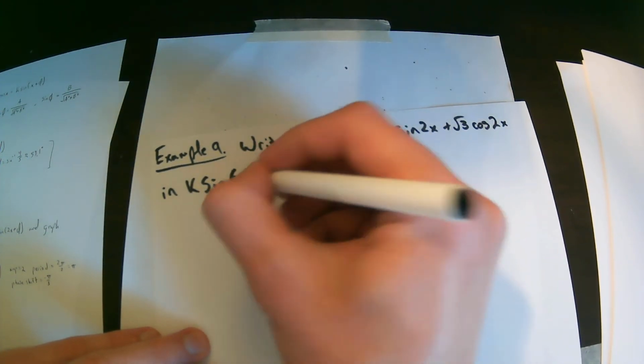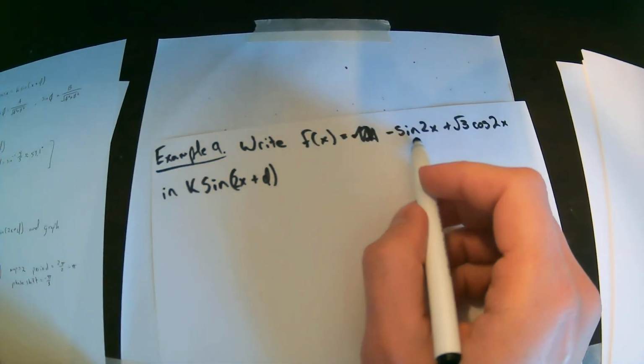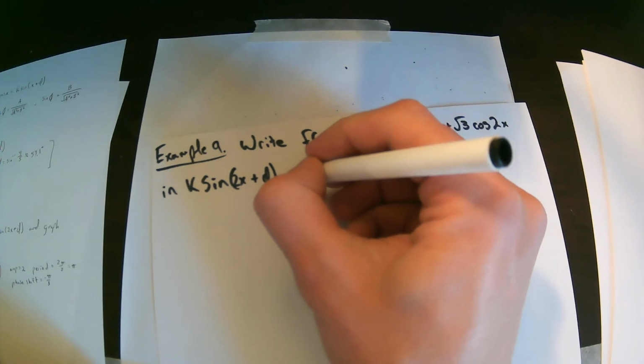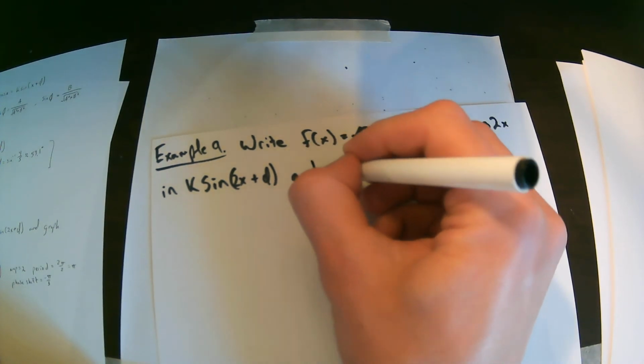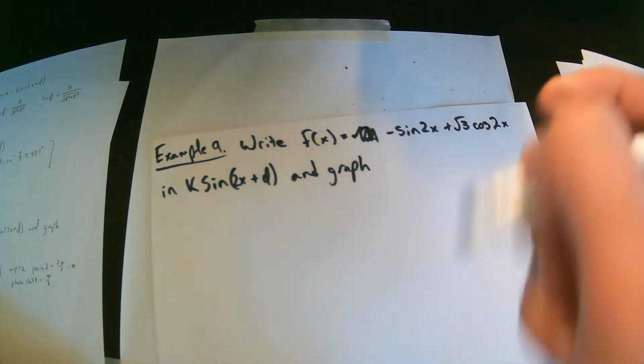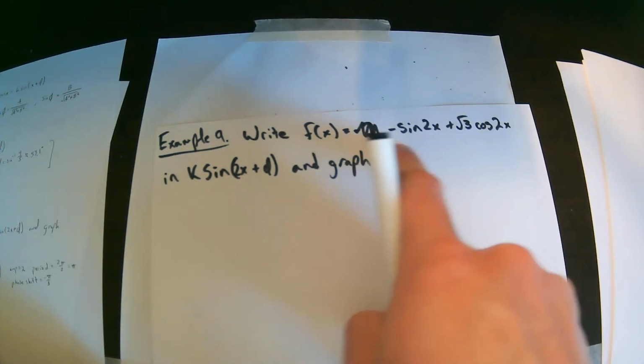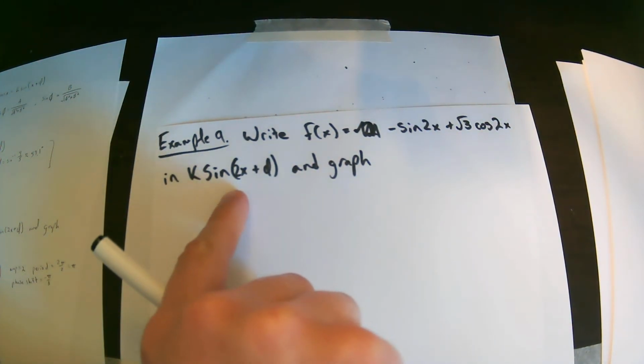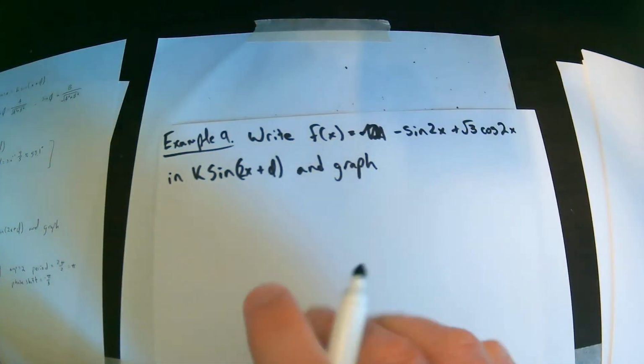Oh, it's got to be 2x plus phi. Yeah, that's right, because our input is 2x. We're just matching the input there, 2x. And graph. So we don't know how to graph f of x in its current form, because it's a sum of a sine and a cosine. But if we can get it in this form, then we can graph it.